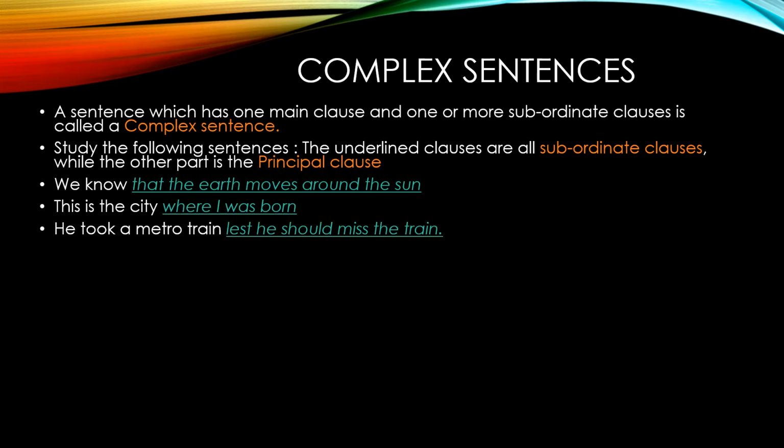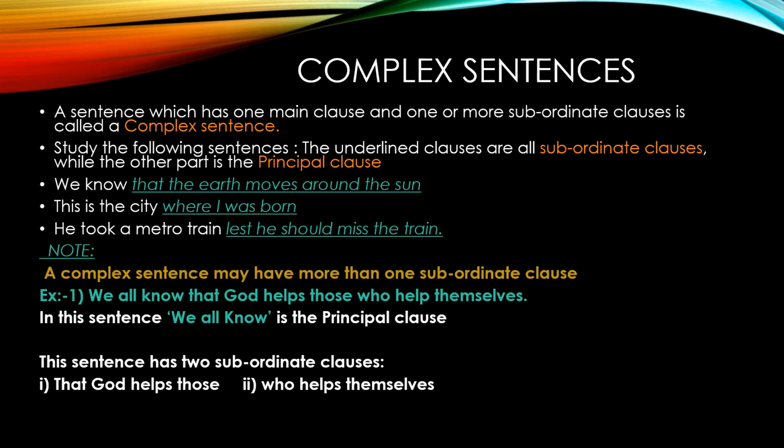So this is called a subordinate clause. He took a metro train lest he should miss the train. So he took a metro train is the principal clause, and lest he should miss the train is the subordinate clause. So a complex sentence has one main clause and one or more subordinate clauses, that is, dependent clauses. You have to make a note here. A complex sentence may have more than one subordinate clause. For example, we all know that God helps those who help themselves.